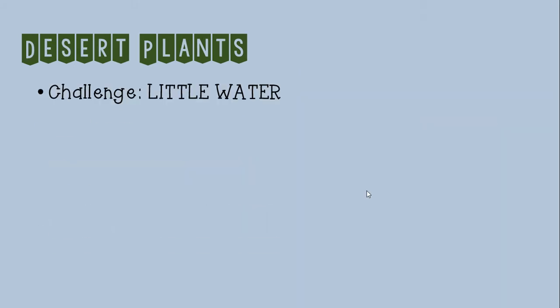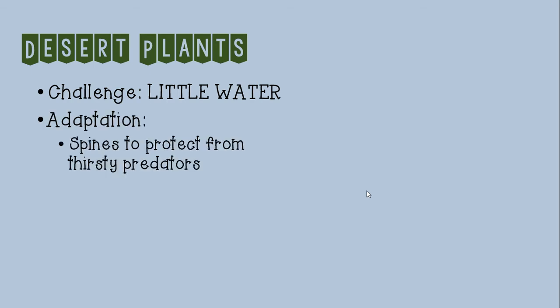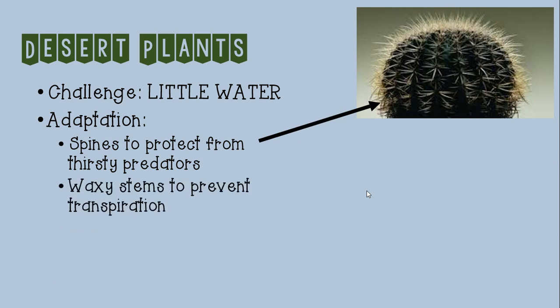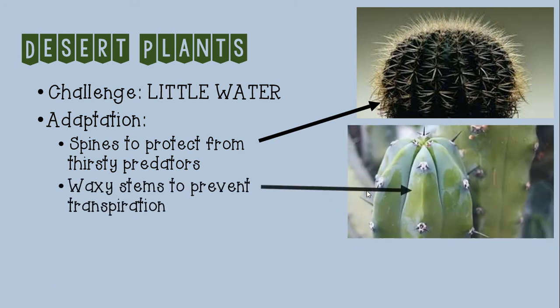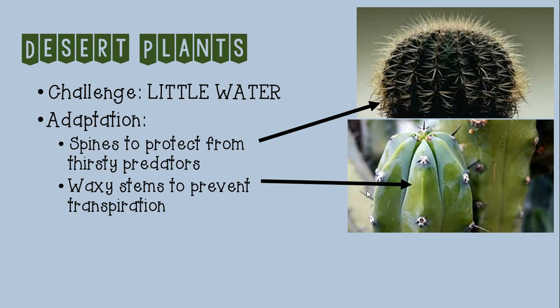For desert plants, the challenge that they face is they have little water. The adaptation has been to have spines to protect from thirsty predators. They also have waxy stems to prevent transpiration. One thing we know about transpiration is that it's a process of water leaving the plants because the sunlight is evaporating that water and turning it into the atmosphere.